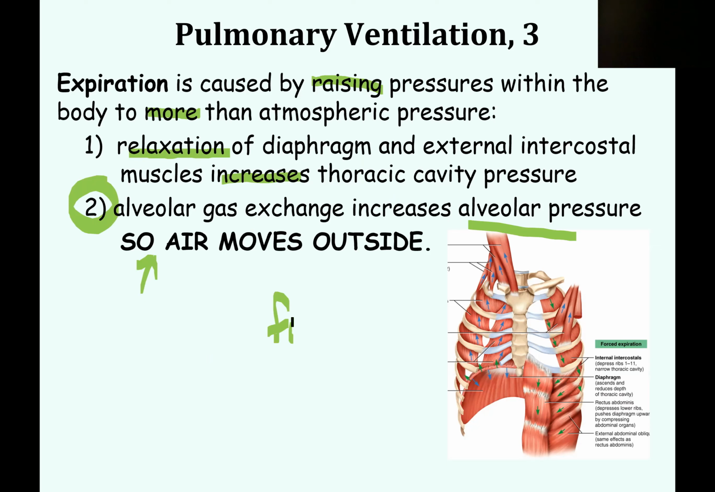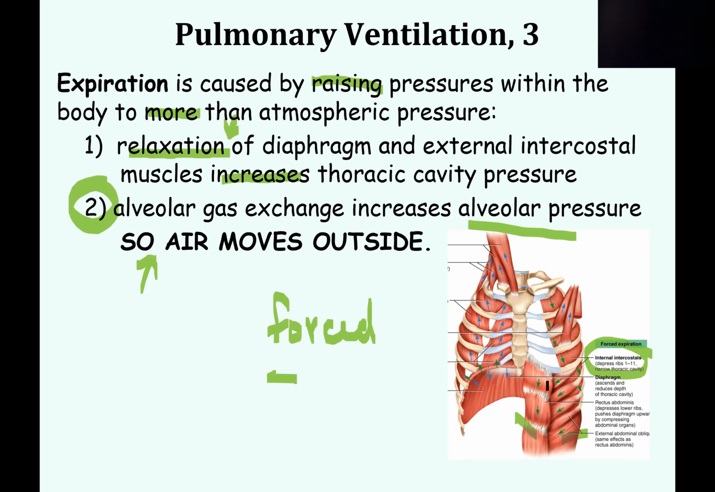For forced expiration, that's where the internal intercostal muscles come into play. They can push out more air than usual because you can't more forcefully relax. You only have one relaxation force. In addition to the internal intercostal muscles, they can also get some help from the rectus abdominis and the external oblique muscles to push more air out.